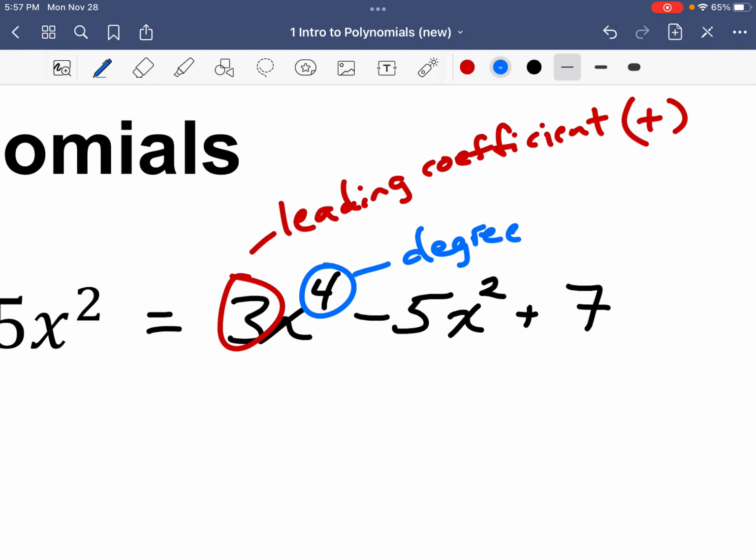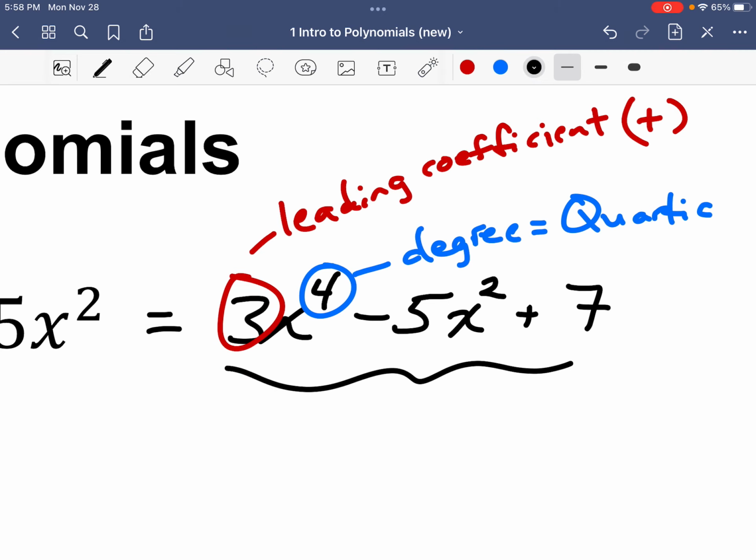And finally, because this is degree 4, we have sort of a special name for that. We call it a quartic. That's just a word that we use to describe the highest exponent, that is the degree being 4.